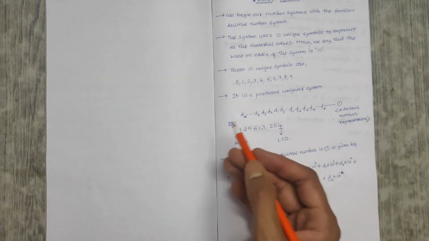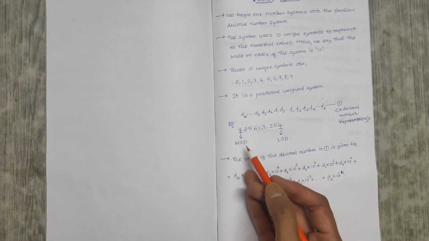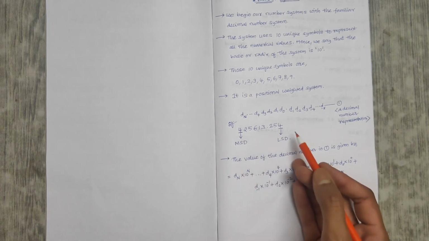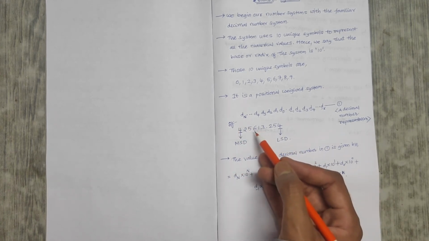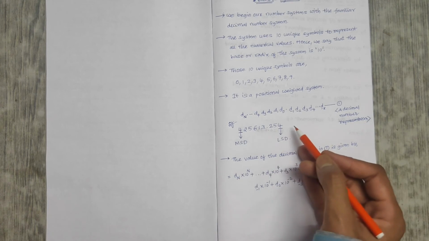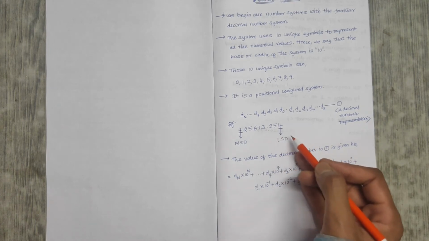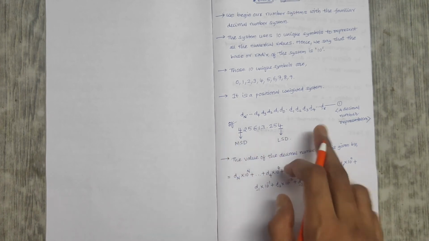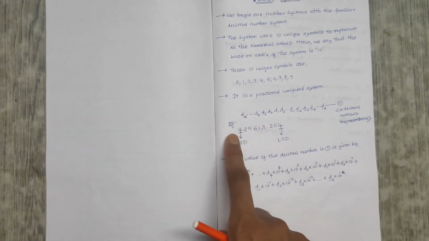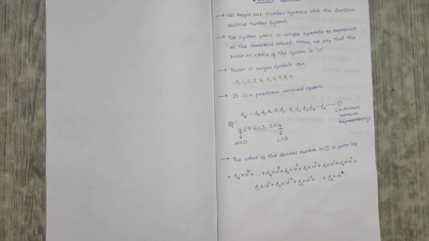Also, the leftmost digit is called the most significant digit, and the rightmost digit is called the least significant digit, because the value of this 4 is 10 power 5, while the value of this 4 is 10 power minus 3. So, among all the places, this place has the highest value and this place has the lowest value. Hence, it is the most significant digit and this is the least significant digit.